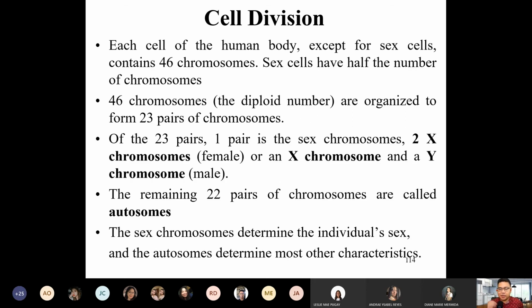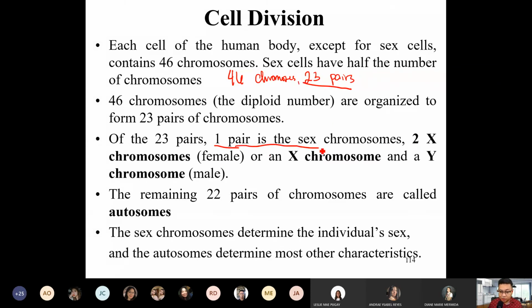So meiosis, this is a type of cell division reserved for sex cells. So each cell of the body except for sex cells contains 46 chromosomes. Sex cells have half the number of chromosomes, particularly 23. 46, the diploid number, are organized to form 23 pairs of chromosomes. Okay? Wag malito. 46 ang chromosomes, 23 ang pairs. Okay, we divide them into pairs. Of the 23 pairs, one pair is the sex chromosome.